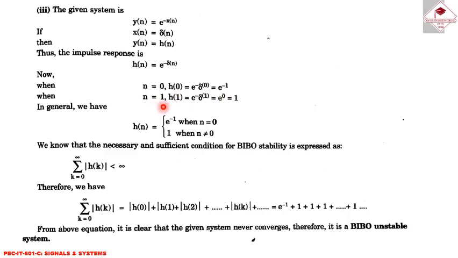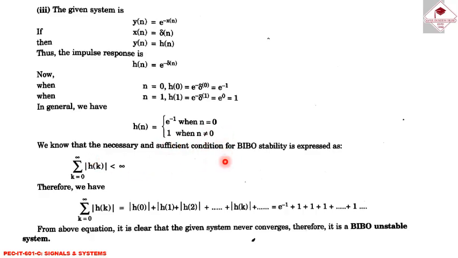When n = 1, h[1] = e^(-δ[1]), that is e^0, which is equal to 1. So we can write h[n] = e^(-1) when n = 0, and its value is 1 for n not equal to 0.